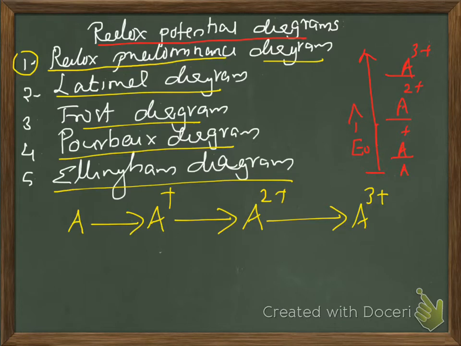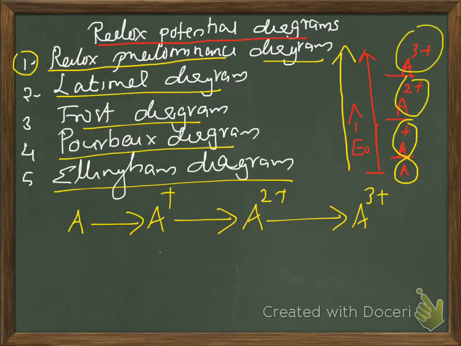In redox predominance diagram, we have to write the electrode potential in the increasing order, and parallelly we have to write the species in different oxidation numbers. Suppose A is the element, then A is in the 0 oxidation number and it has other oxidation numbers A plus, A2 plus, A3 plus, etc.